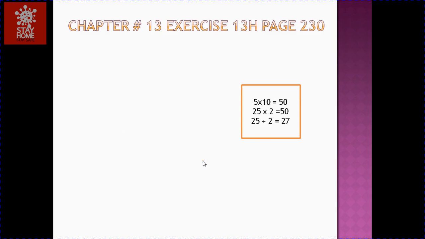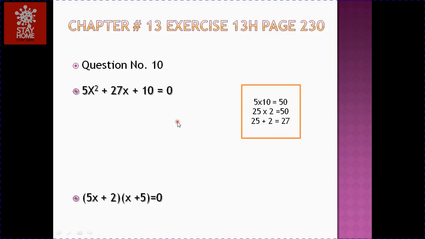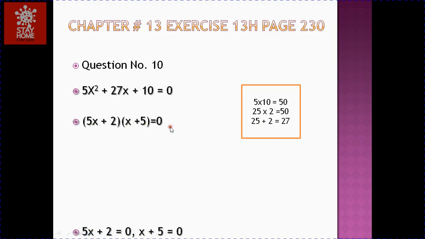Next question. 5x square plus 27x plus 10. Now we will make the pair of 50. 5 multiplied by 10 is 50. When we add or subtract it should be 27. So it is very easy: 25 multiplied by 2 is 50, and 25 plus 2 equals 27. So our pair is 25 plus 2. See, 5x plus 2, x plus 5 is the answer. I skipped the two steps inside.